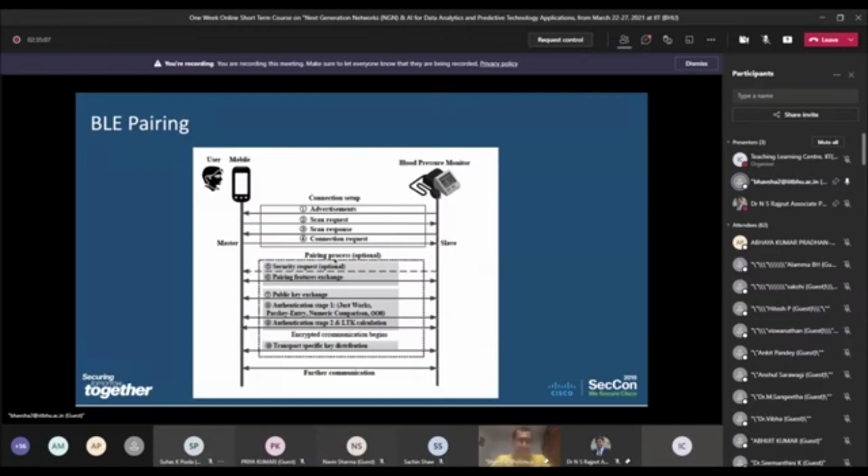Now, once the connection request is sent, as you can see, the names master and slave, or client and server, are used interchangeably, right? The terminology I use interchangeably, but the most important part is to understand how the exchange happens. Now, once a connection request is sent by the master, or by the application, to the end device, there is a pairing process which happens. Now, what happens in the pairing process?